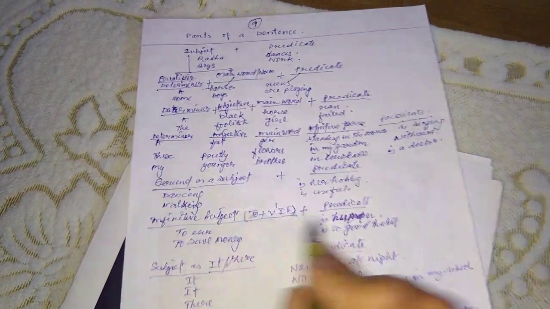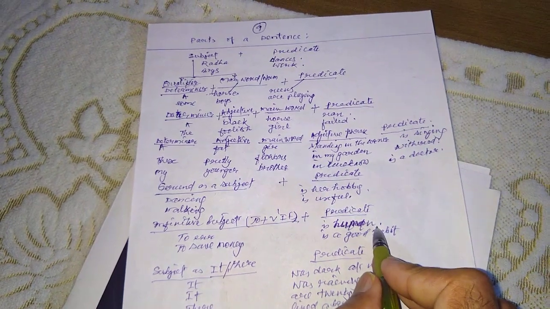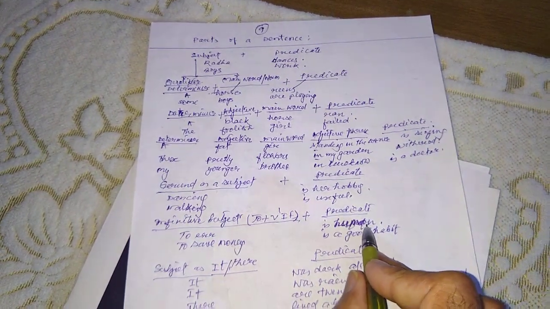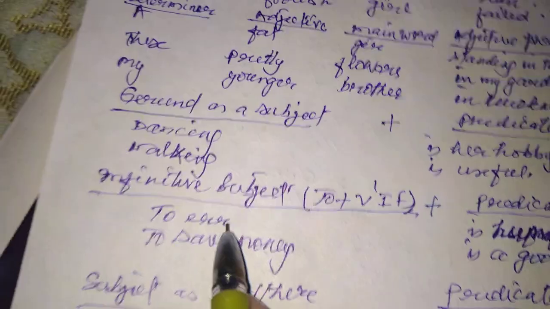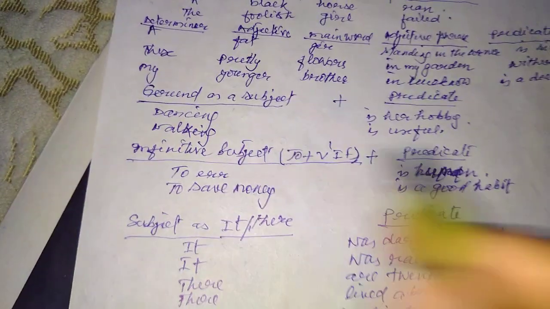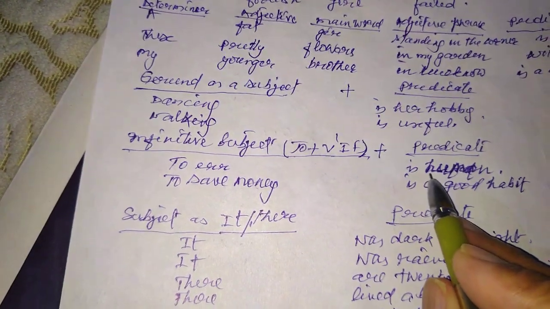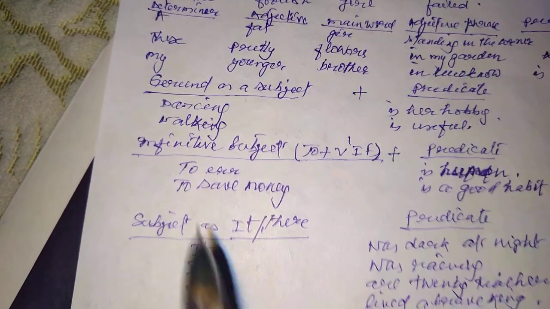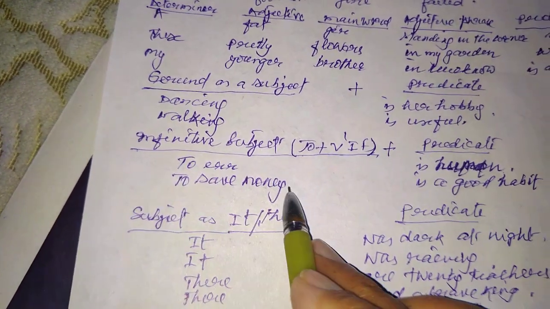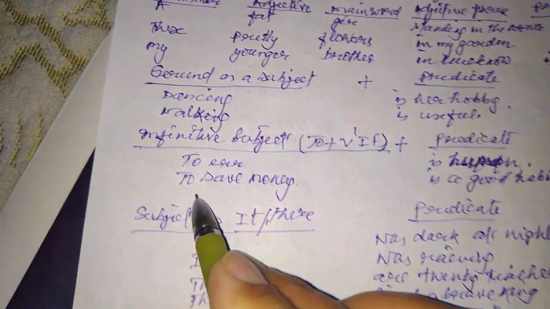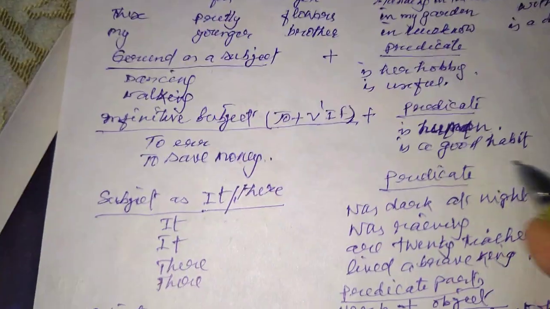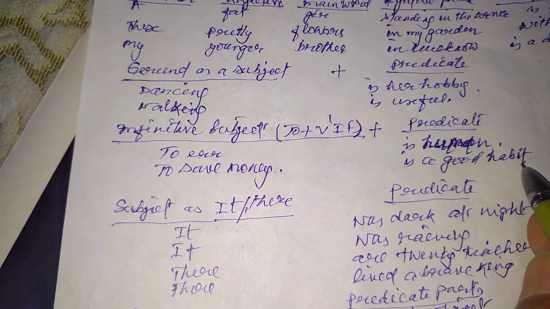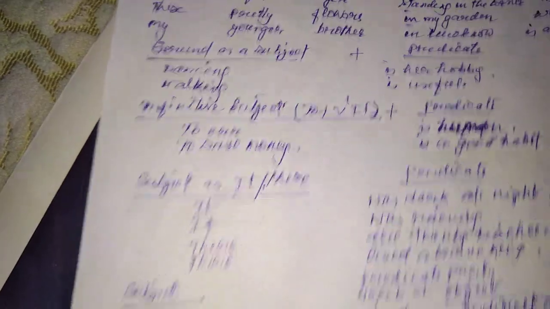To err is human. Manav galti ka putla hai. So to err is an infinitive word here, and is human is a predicate. Second sentence, to save money is a good habit. To save money is an infinitive subject here, and is a good habit is a predicate.